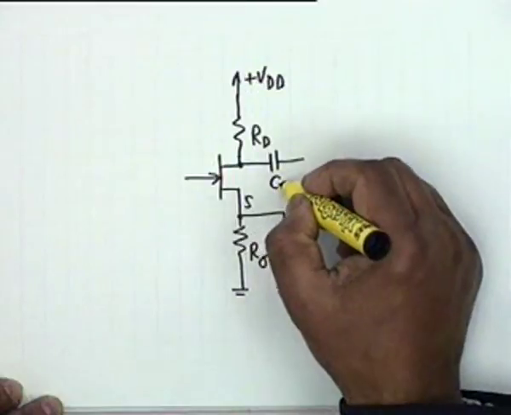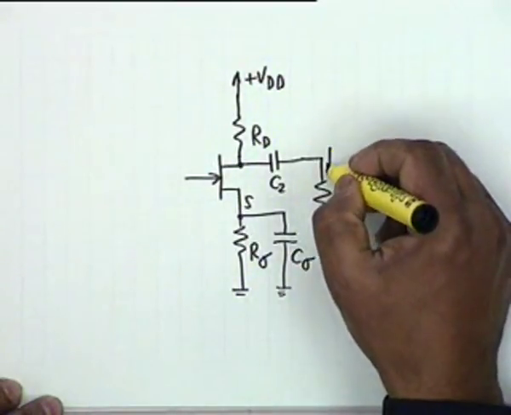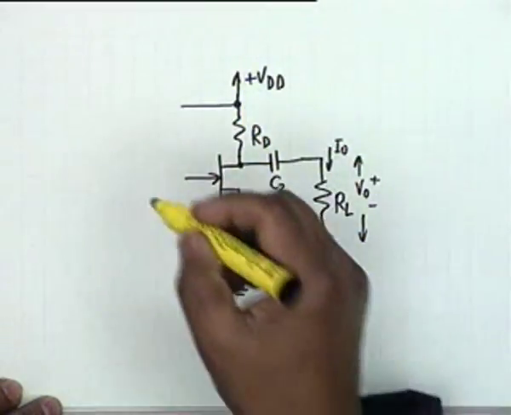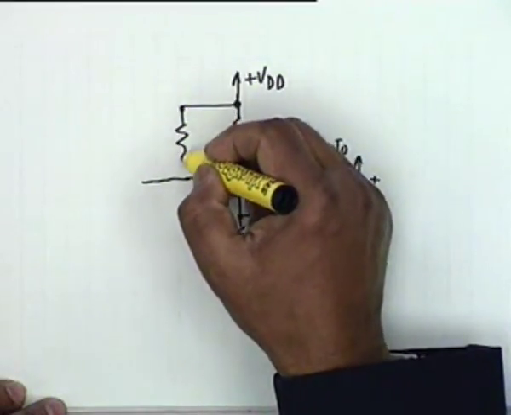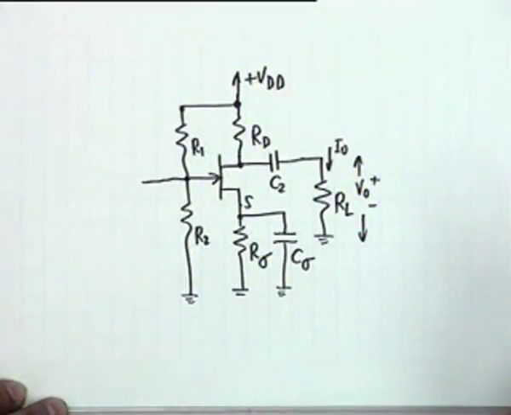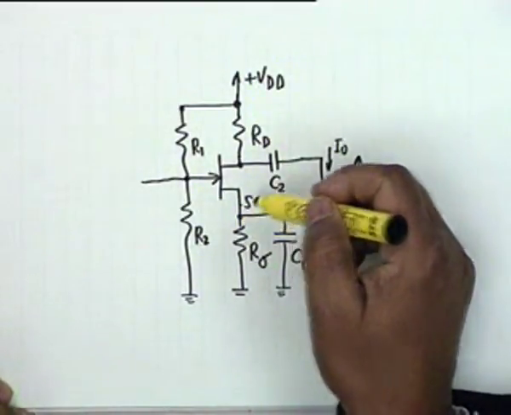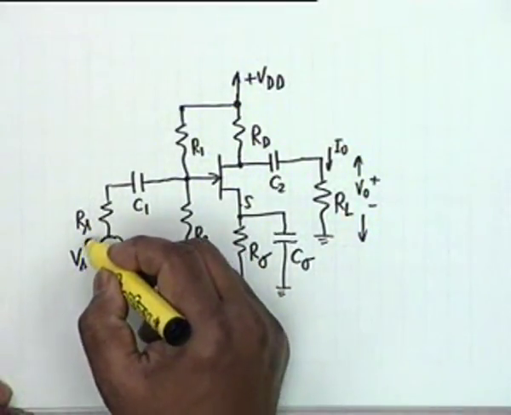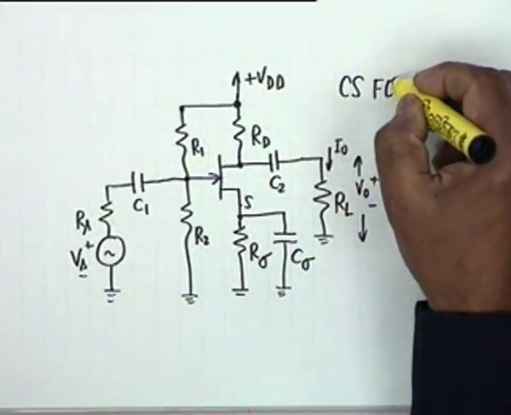The output is taken from the drain through a coupling capacitor C2, and you go to a load RL. The voltage across RL is the output voltage V0, and the current in RL is the output current I0. What is the nature of the channel for the FET that I have drawn? N channel. Therefore, what I need is biasing through R1 and R2, the usual story. However, I want VGS to be positive or negative? Negative. I want VGS to be negative, therefore VG must be less than VS. We will see how this is done. Then you have the coupling capacitor C1 and the source RS, and the source voltage VS, once again the phasor. This is the common source FET amplifier.